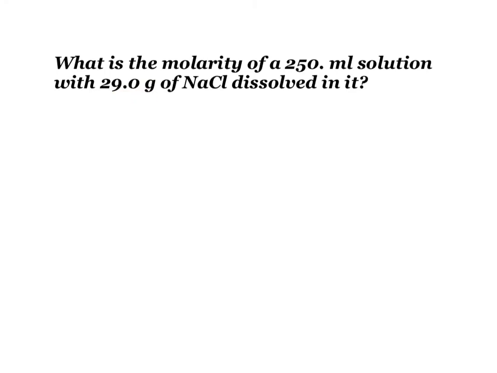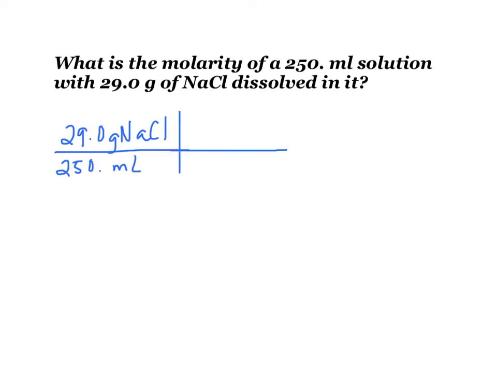So we're going to start this out with 29.0 grams NaCl. Now this is a little different than we've done before. On the bottom, we're going to put something that we can change to liters, which is 250 milliliters. Now, we have to pick which one we're going to change over first. Are we going to change over the grams to moles or the milliliters to liters? It really doesn't matter. It's your choice. I'm going to go ahead and change the grams over to moles. So down here, I'm going to put grams of NaCl, moles of NaCl.